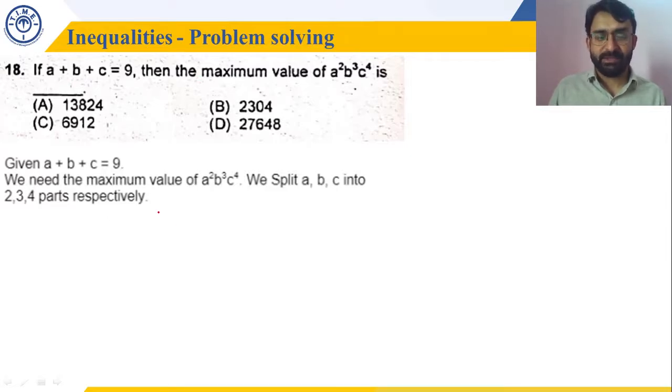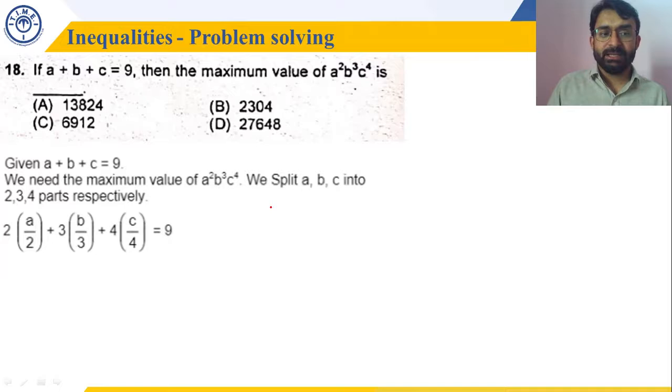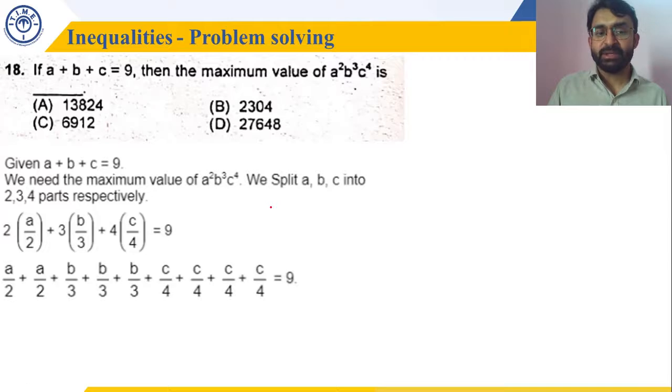Fine. That's what we have done. And if I divide this a into 2 parts, b into 3 parts and c into 4 parts, that is 2 times of a by 2, 3 times of b by 3 and 4 times of c by 4, which is again 9. That is actually a plus b plus c is equal to 9. Now factors are 2 times of a by 2, 3 times of b by 3 and 4 times of c by 4. Is that okay? This is what it is. Extension of the previous statement.